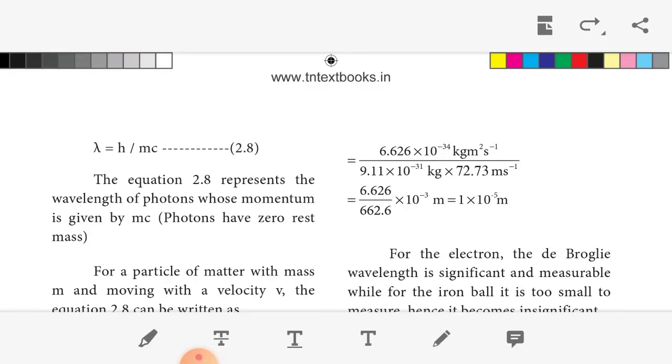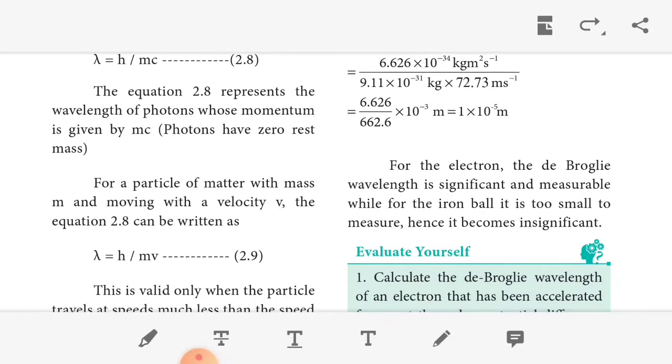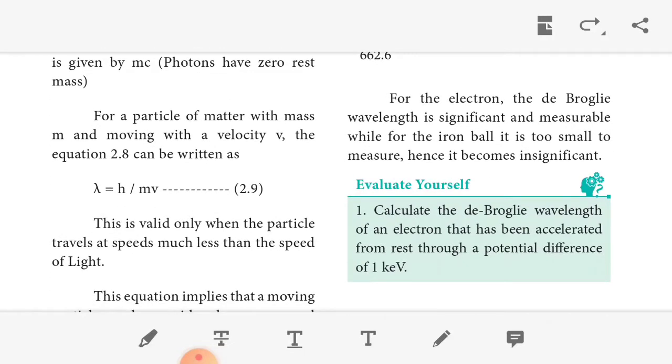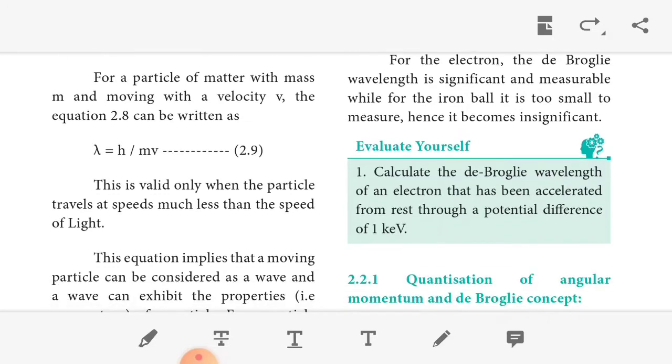Photons have zero rest mass. For a particle of matter with mass m moving with velocity v, equation 2.8 can be written as lambda equals h by mv. This is the de Broglie equation. It is valid only when the particle travels at a speed much less than the speed of light.